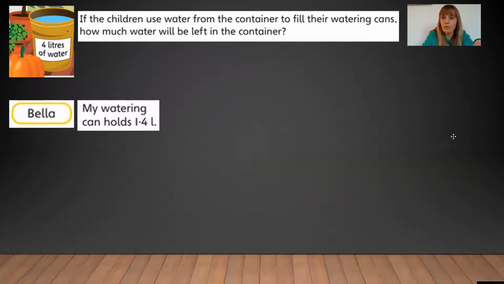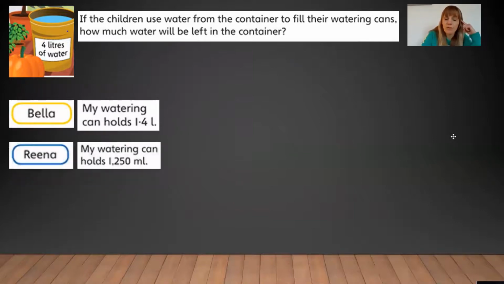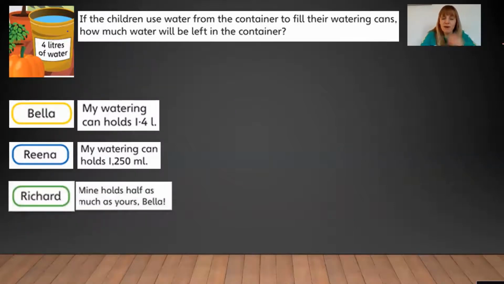So Bella has 1.4 litres, Rena has 1,250 millilitres, and Richard says mine holds half as much as yours, Bella. So before we do anything, we need to put these all into the same units and figure out how much everybody has. Now, we've already done it on the previous slide. We know that Bella had 1,400 millilitres. We converted our litres into millilitres, didn't we? Rena, was already in millilitres, has 1,250 millilitres.